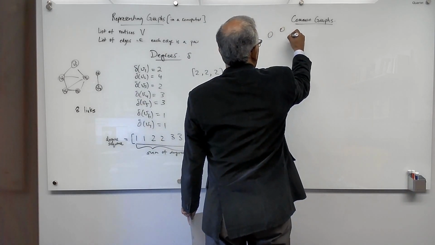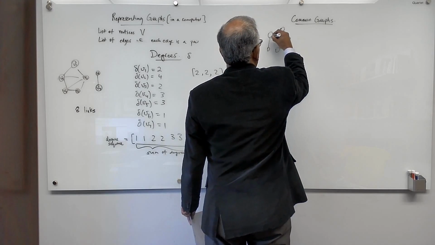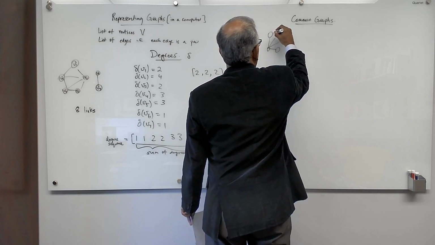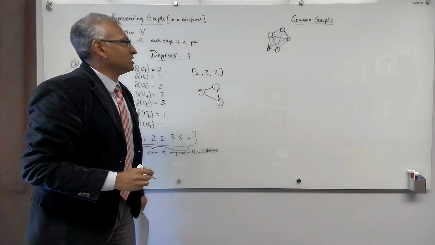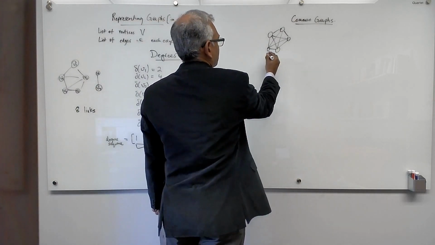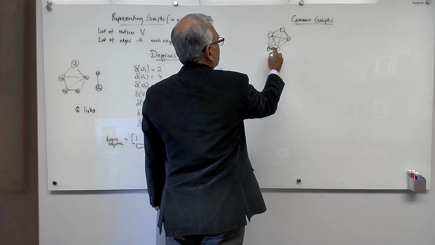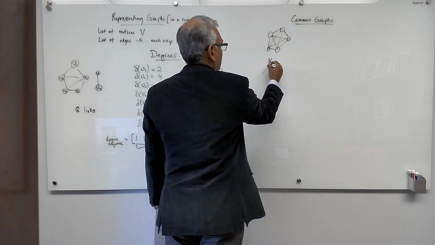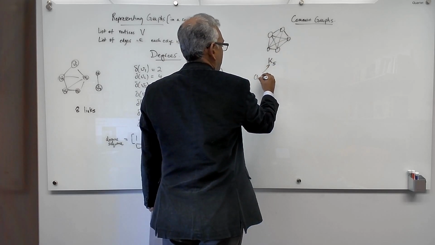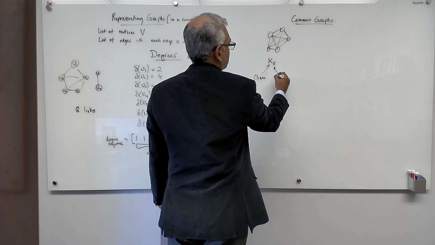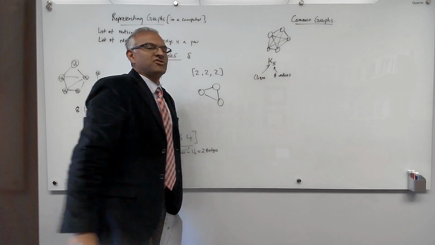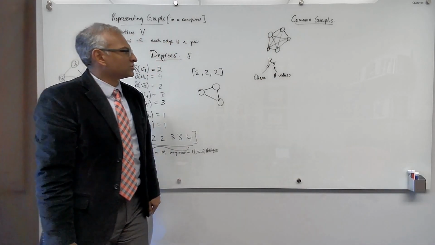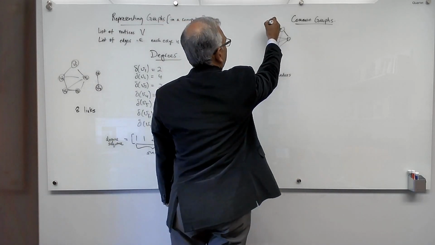So imagine there are 5 people, and they're all friends with each other. This we call the clique on 5 nodes. The K stands for the clique, and this is the number of vertices. So the clique, everyone's friends with everyone. This is called a clique.